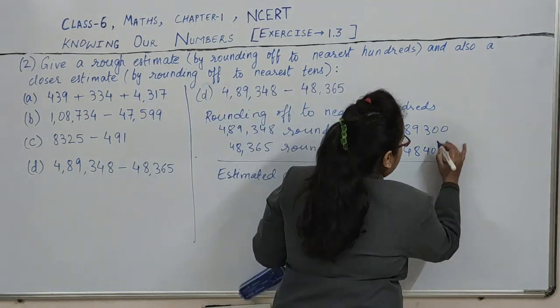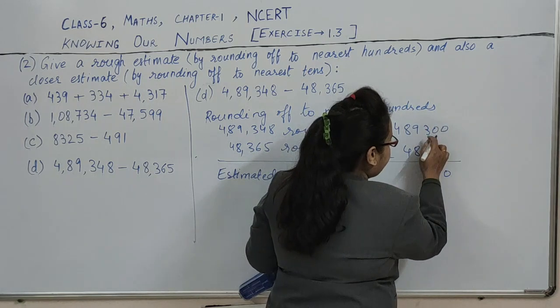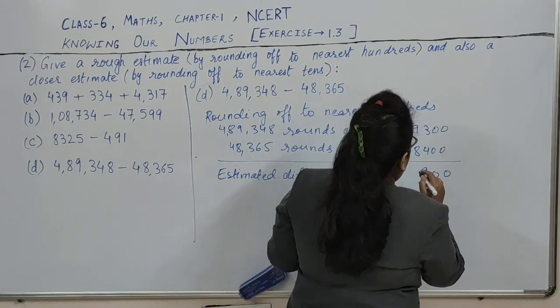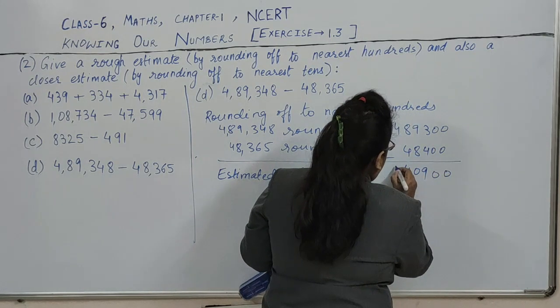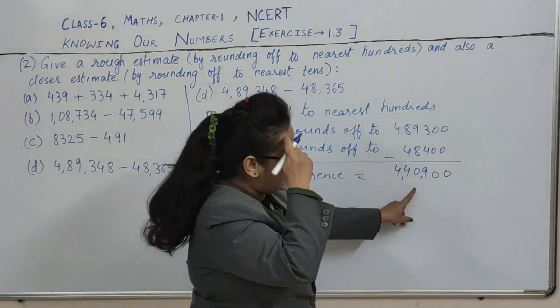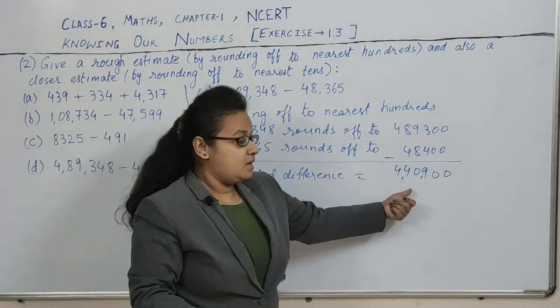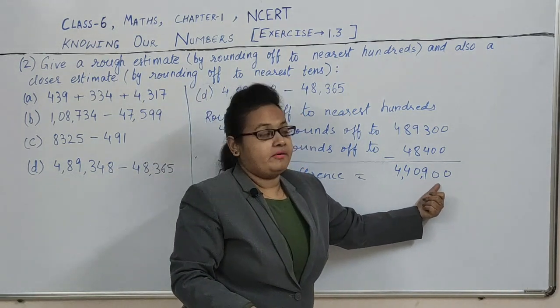0 minus 0 is 0. 0 minus 0 is 0. 3 minus 4 is not possible, so we will take one carry. It will become 13. 13 minus 4 is 9. It becomes 8. 8 minus 8 is 0. Again 8 minus 4 is 4. 4 minus 0 is 4. So it is 4,40,900. The estimated difference is this one, 4,40,900.